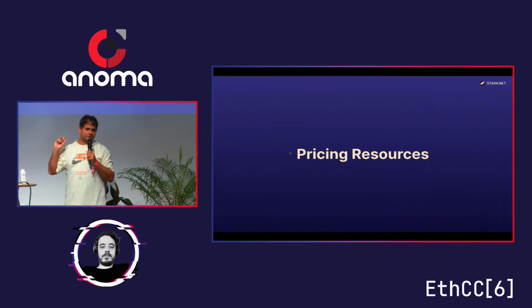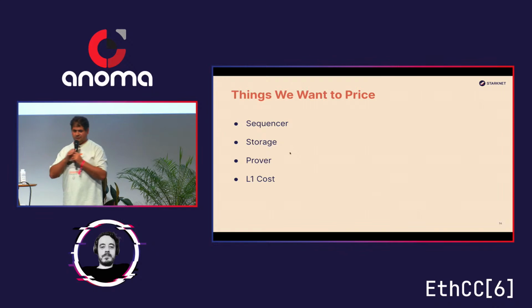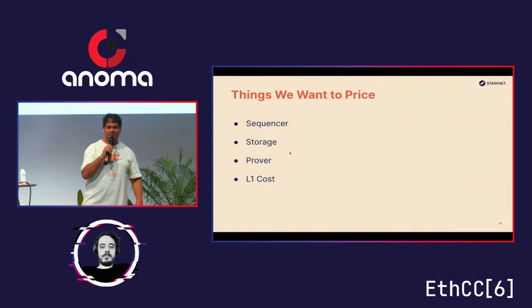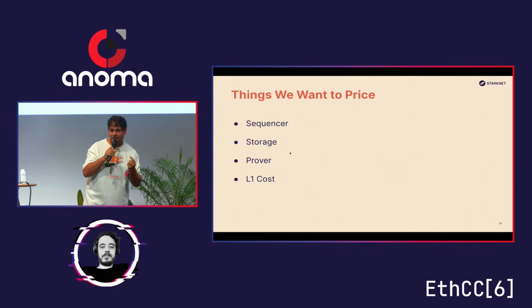Okay, so pricing resources. Pricing resources is basically the question: you have many operations, how do you charge users for those operations? Because we don't have so much time, I won't let you think about it, but instead I will just tell you. We have the sequencer. This is the main resource that we should quantify. But we have three other things. One is also shared with Ethereum and two are new.